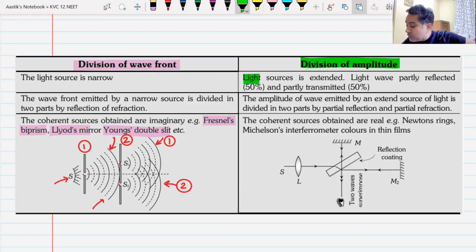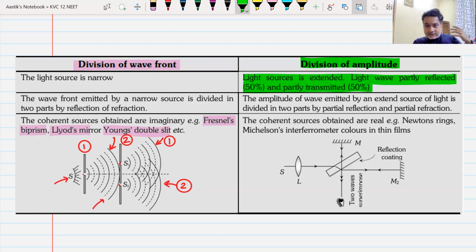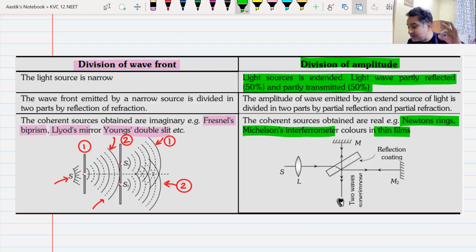Now, how do I get coherent sources by division of amplitude? We make the light partially reflect and partially refract. Some part of light reflects, some part of the light refracts. And then with those reflected and refracted rays, we produce sources which are coherent. Those sources are known as sources produced by division of amplitude. These sources are used in Newton's rings, not in your course. Michelson's interferometer, not in your course. Interference in thin films is in your course, but the question doesn't come. So these are the three experiments in which you will have division of amplitude.